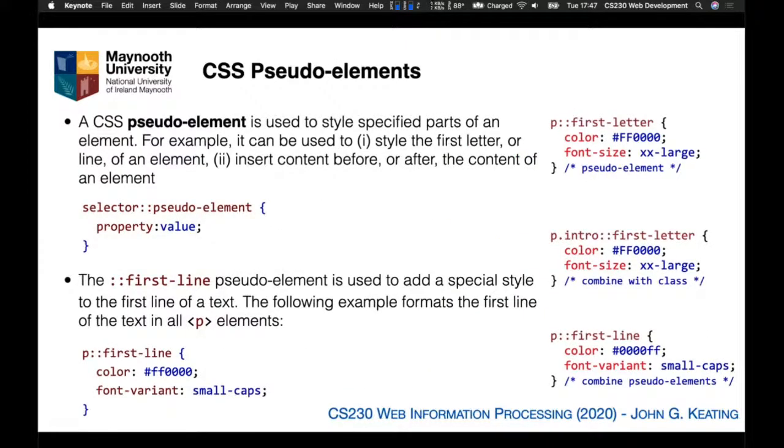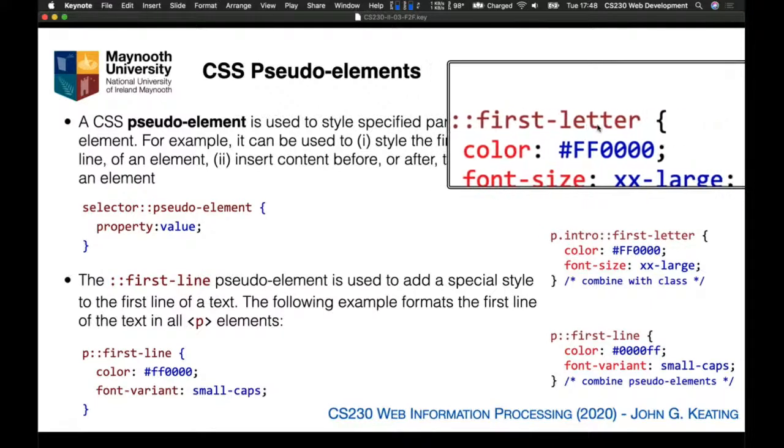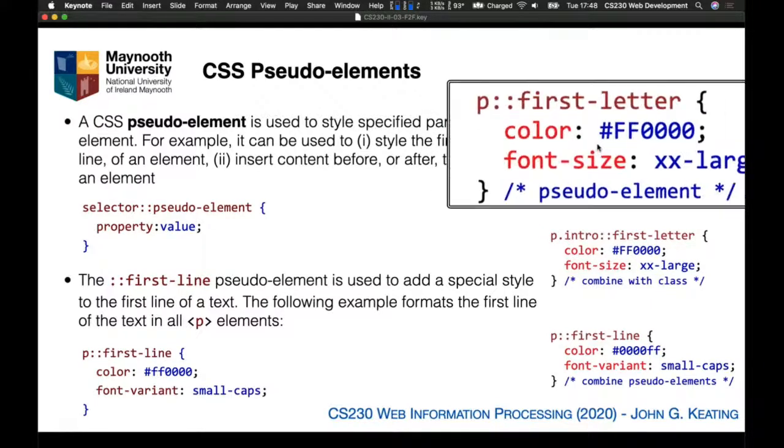Pseudo elements are really interesting and allow us to do some really fancy styling management. We can use the CSS pseudo element to style specific parts of an element. It can be used to style the first letter or line of an element, or insert content before or after the content of an element. So we have some selector followed by the pseudo element and its property. Here on the right, we have a paragraph, and we're saying the first letter should be this color and this font size.